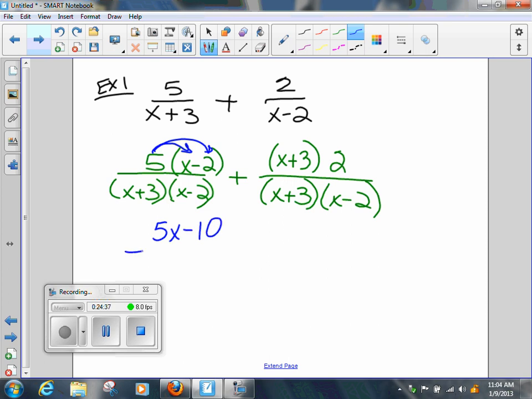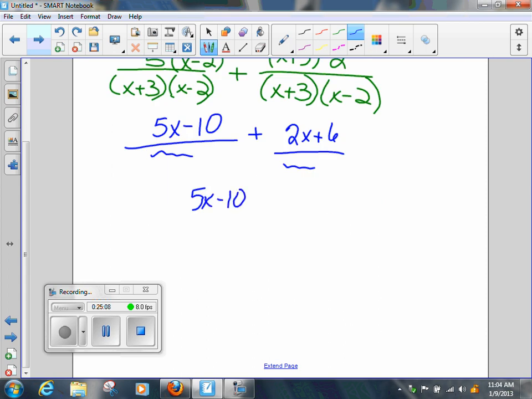Here we go. 5x minus 10 over that thing. Bear with me. I'm trying to keep you from writing everything. Plus, I'm going to distribute backwards. What's that going to give me? 2x plus 6 over that thing. The same thing. Now my denominators are the same, yes? What do I want to do? I want to combine like terms. I want to write this now as one numerator over one denominator.